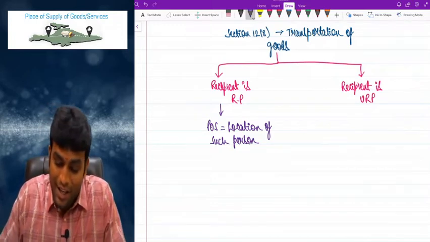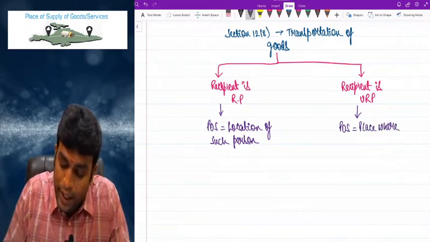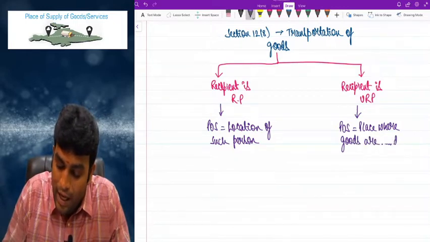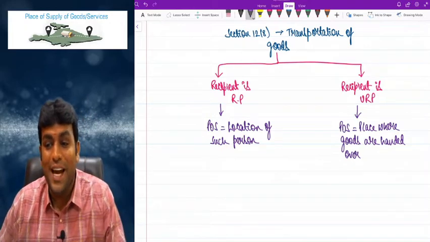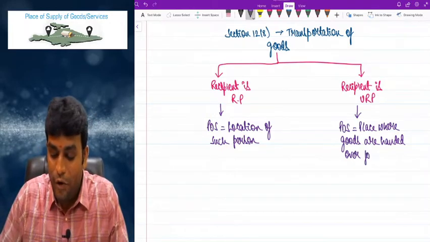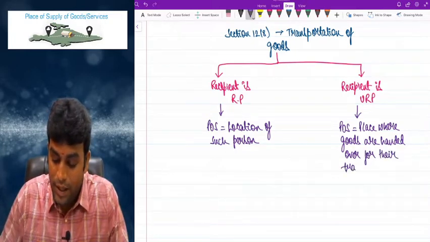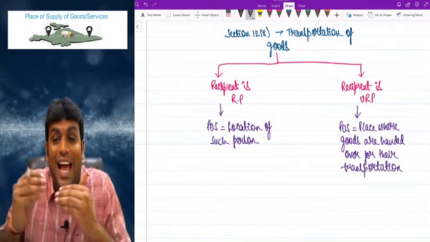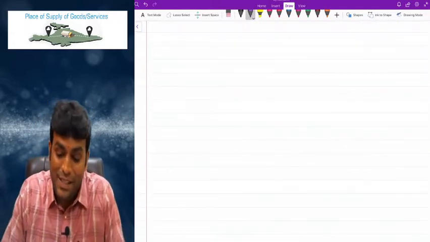And other side, if recipient is unregistered person, POS would be place where goods are handed over. Place where, my dear friends, goods are handed over for their transportation. What is the language, sir? Place where goods are handed over for their transportation. Now what is the meaning of this point? Let me give 1-2 examples here.